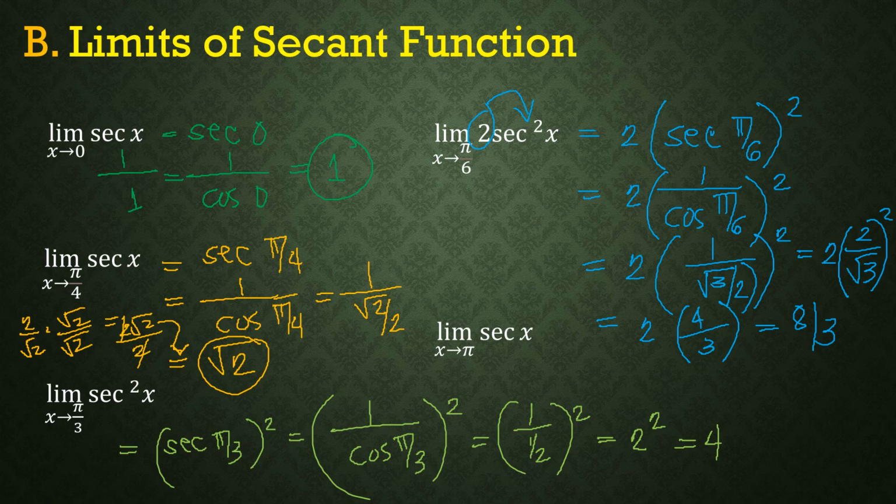So next we have the limit of secant x as x approaches pi, which is equal to secant pi, which is equal to 1 over cosine pi, and cosine pi is negative 1, so 1 over negative 1. Our answer is negative 1.